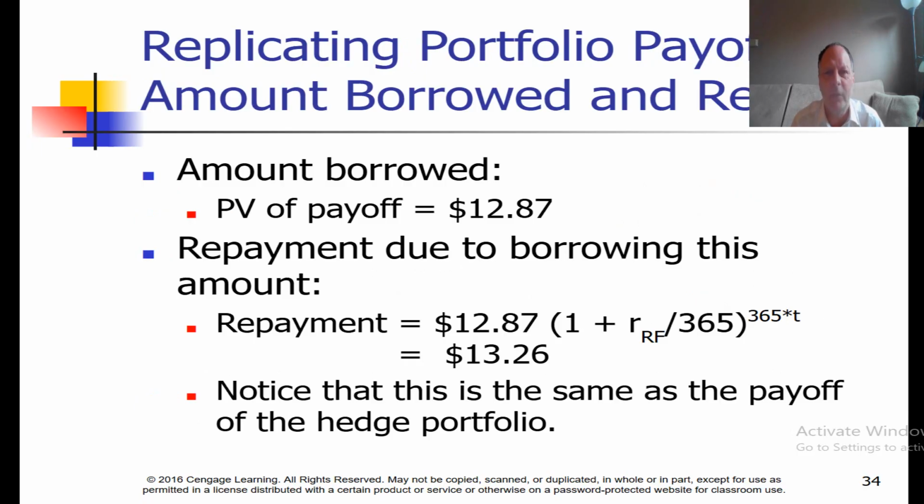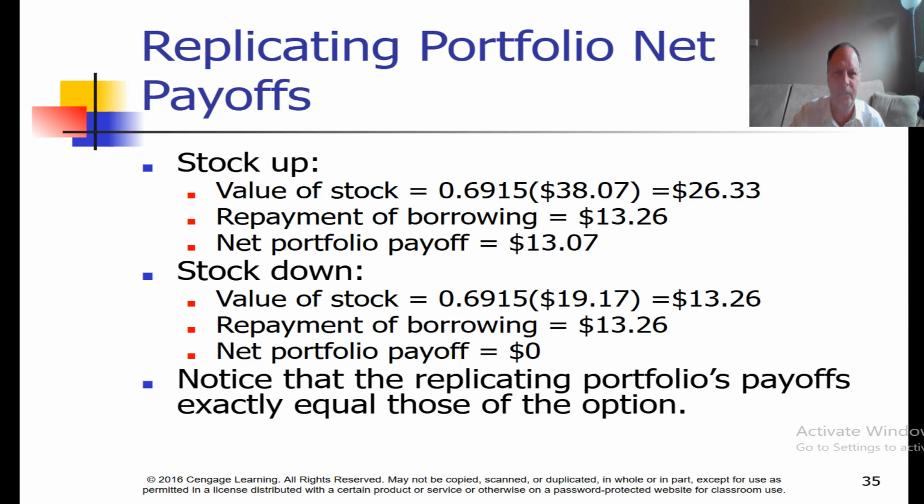We have shown that the amount of money necessary to borrow to purchase the replicating portfolio is $12.87. In 6 months, when the option expires, the value of that $12.87, if invested at the risk-free rate of 6%, is 12.87 times 1 plus the risk-free rate of 6% divided by 365, to the 365 times 0.5 power, or $13.26, the same amount of money necessary as the payoff of the hedge portfolio.